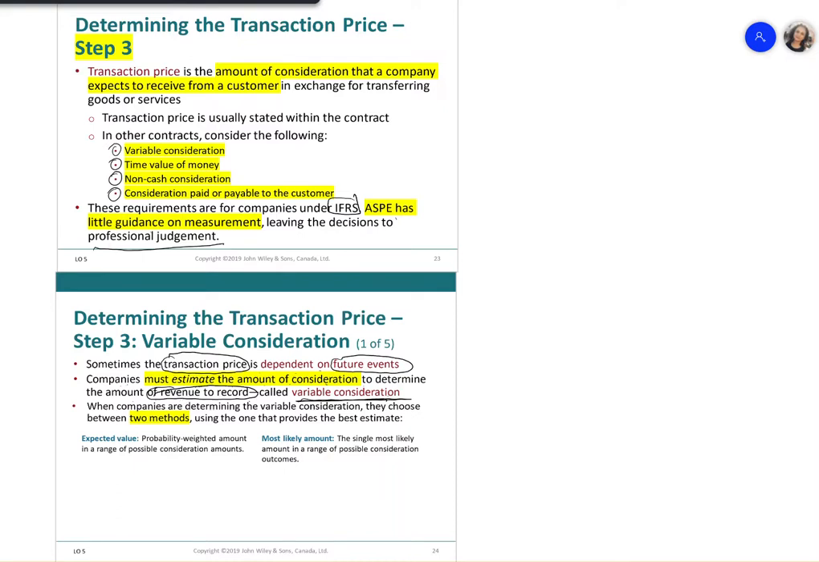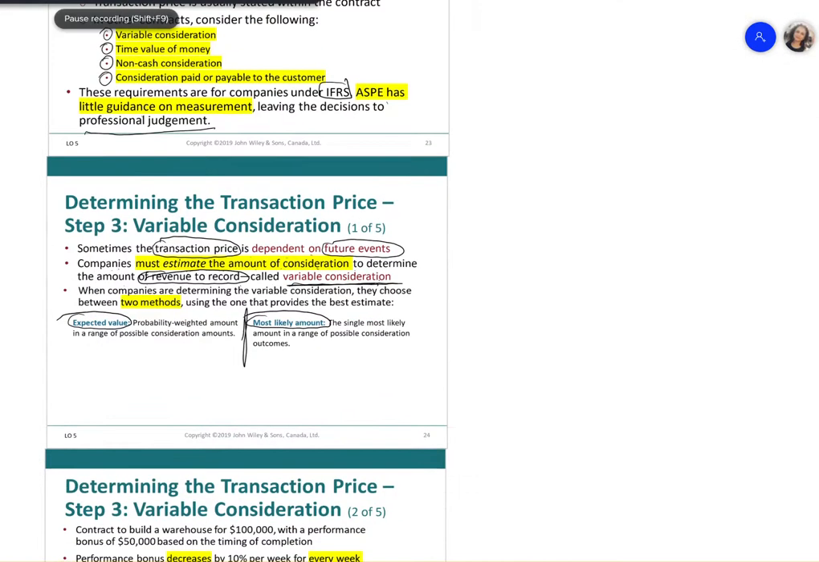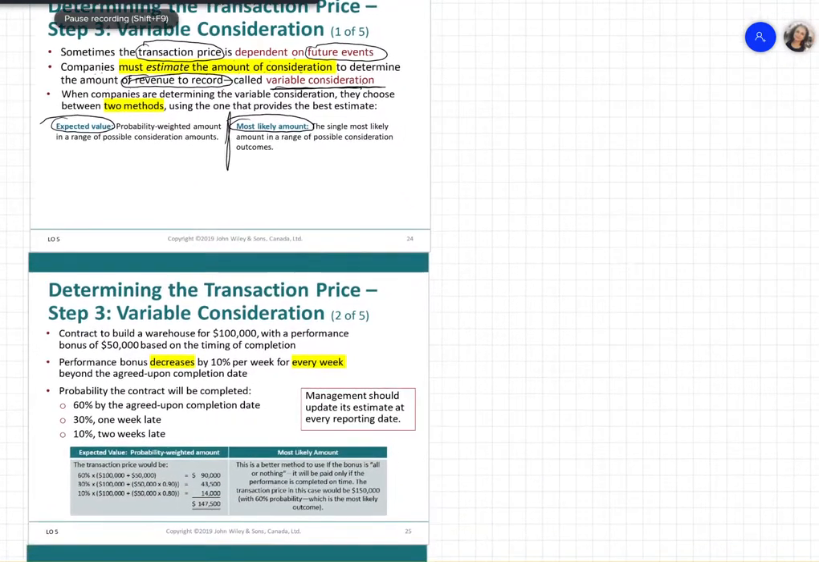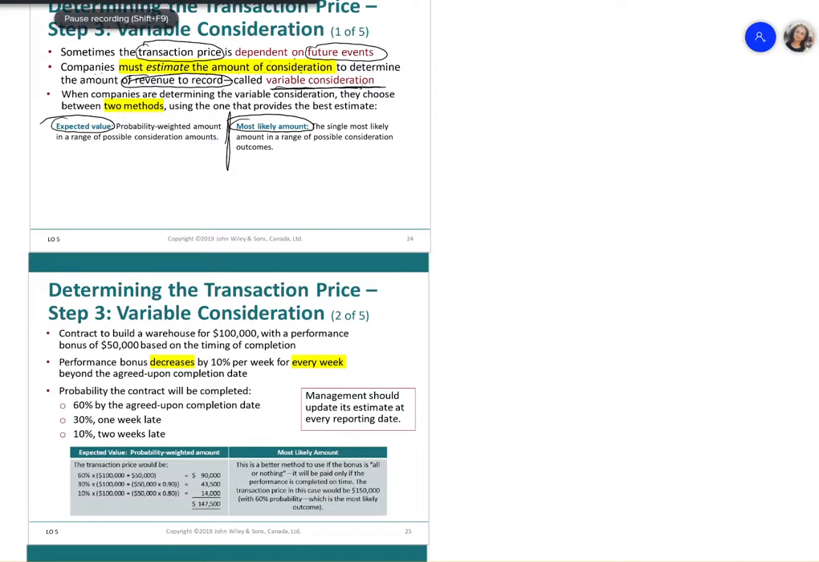It is called variable consideration, and there are two ways of calculating it. One is calculating the expected value, the other is the most likely amount. There is a difference between them. Sometimes you're given probabilities of receiving that consideration, and sometimes you're given a most likely amount you are going to receive, a range. In order for us to do this, we have an example showing how we use these two methods.